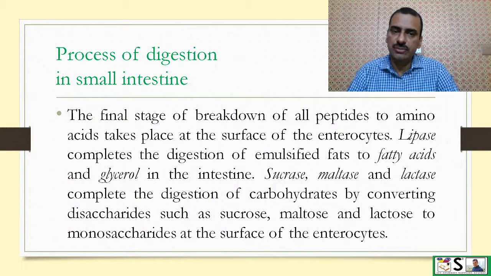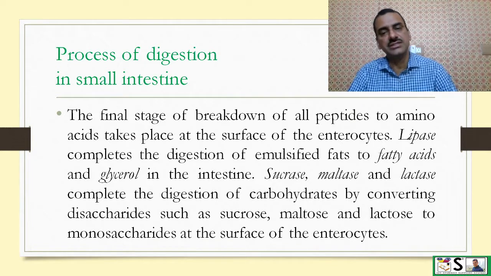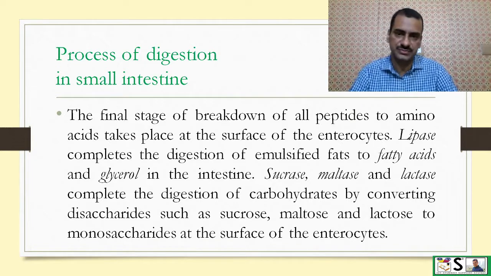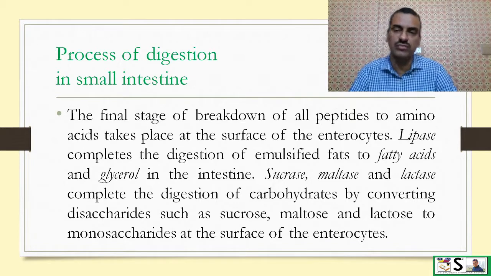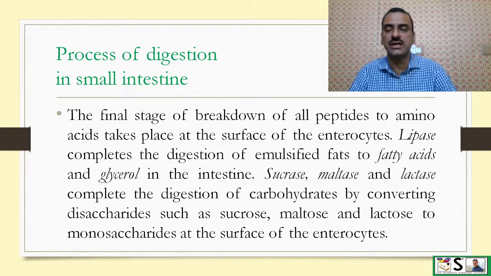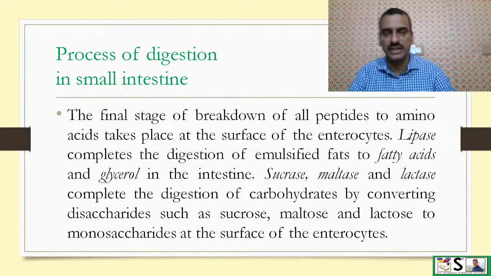The final stage of breakdown of all peptides to amino acids takes place at the surface of enterocytes. Lipase completes the digestion of emulsified fats to fatty acids and glycerol in the intestine. Sucrase, maltase and lactase complete the digestion of carbohydrate by converting disaccharides such as sucrose, maltose and lactose to monosaccharides at the surface of enterocytes.